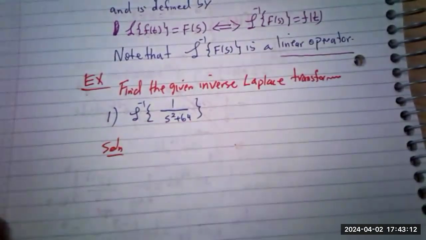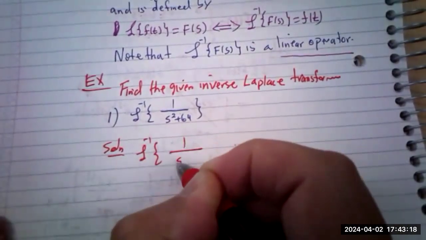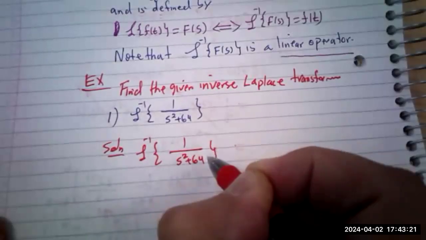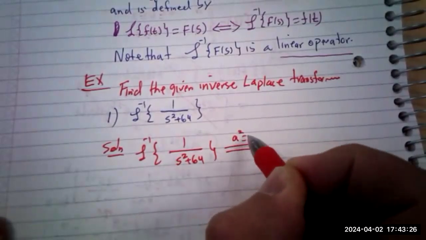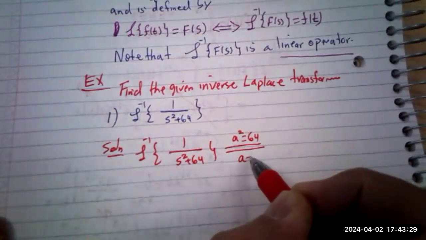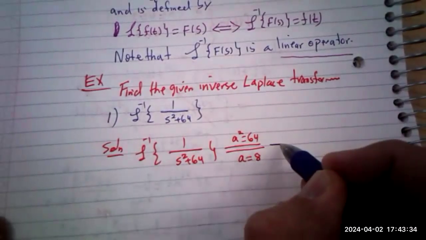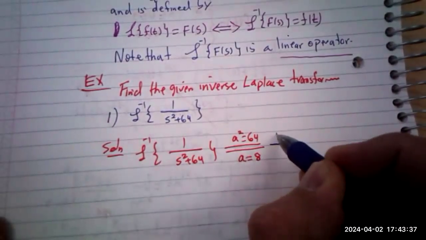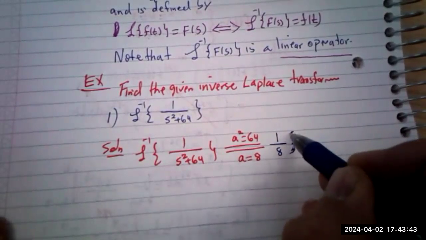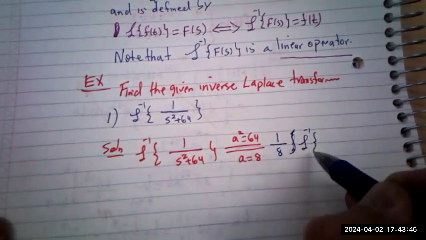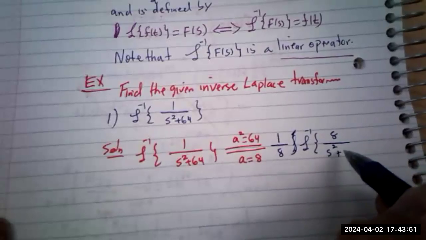This is the way we do it. We say, Laplace inverse of 1 over s squared plus 64. You compare it with the formula. That's for your information. You see, a squared is 64, so a is 8. I need an 8 on the top. So what I do, I divide, it's like integration. I divide the outside by 8, and I multiply the inside. So 1/8 Laplace inverse of 8 over s squared plus 64.